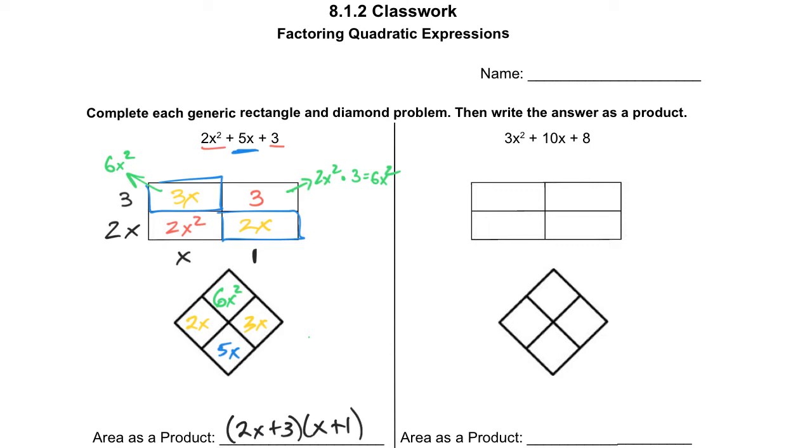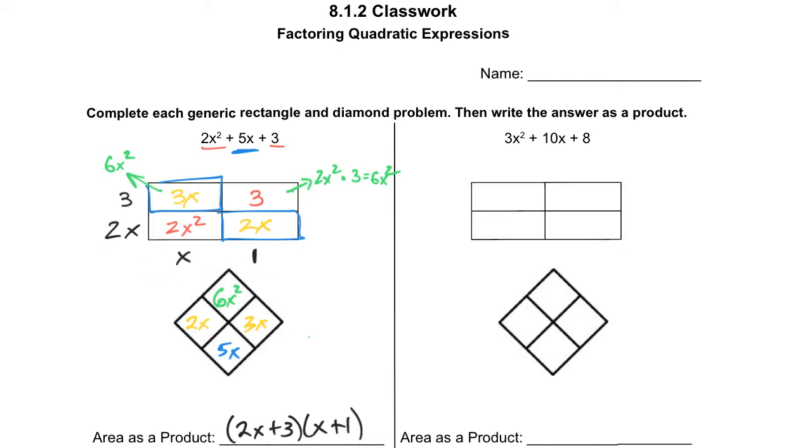So in this process, what we started with is taking your x squared term, putting it in the bottom left, and your constant term, putting it in the top right. Then you multiply those to get a 6x squared in this example, and that product is always going to go in the top of your diamond problem, because that's how a diamond problem is created. The last part is to figure out the 5x, which is the sum of these two boxes. So that's why we put 5x in the bottom here. You complete your diamond problem and take those values on the left and the right, put them in those boxes, it doesn't matter where, and then factor out to find the dimensions of your generic rectangle.